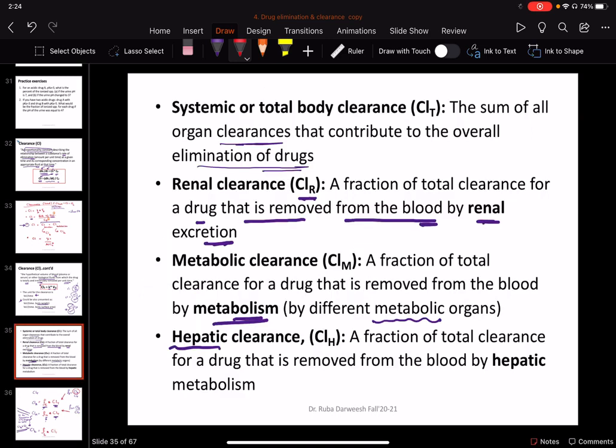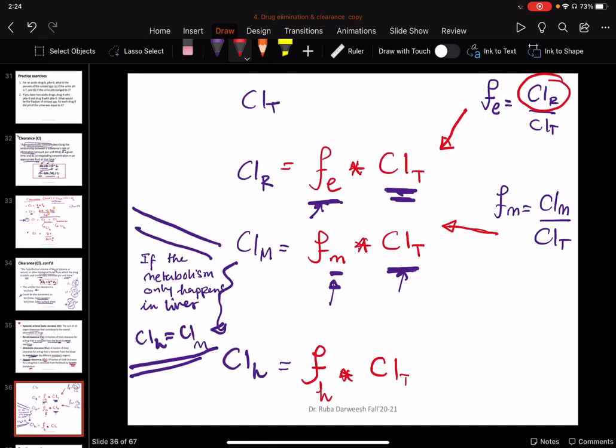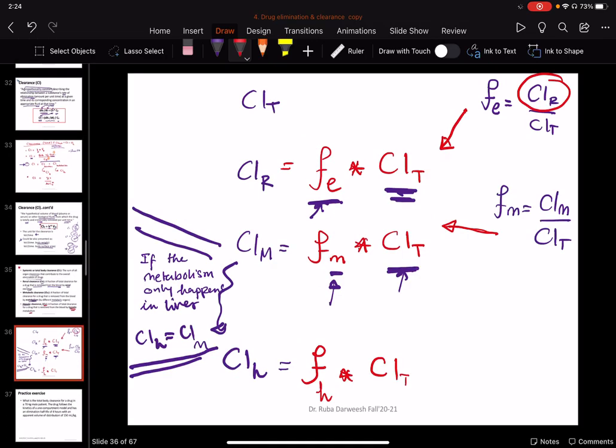So the hepatic clearance is the fraction of the total clearance for a drug that is removed from the blood by hepatic metabolism. Again, those are the word-wise definitions. But you already know each and every one of them if you know the equation in here and you know the equation in here, so you are fine.